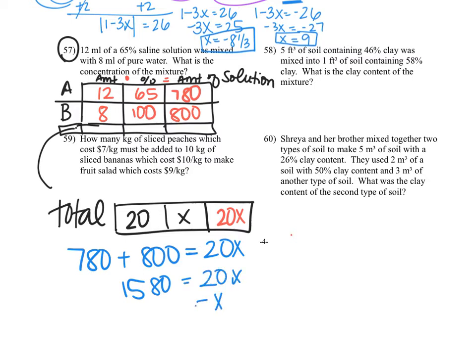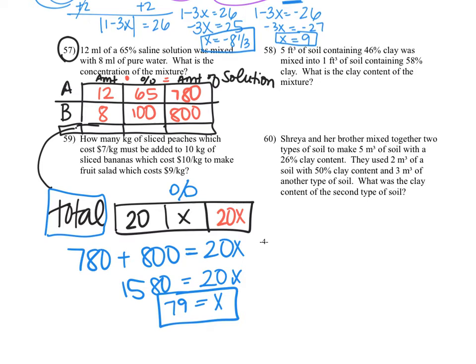And so x would equal 79. And this would actually be my answer, because what they were asking for is the concentration of the mixture. Looking at the mixture, which is my total, the concentration is my percent, and that was x. And so my answer is 79% concentration for that mixture.